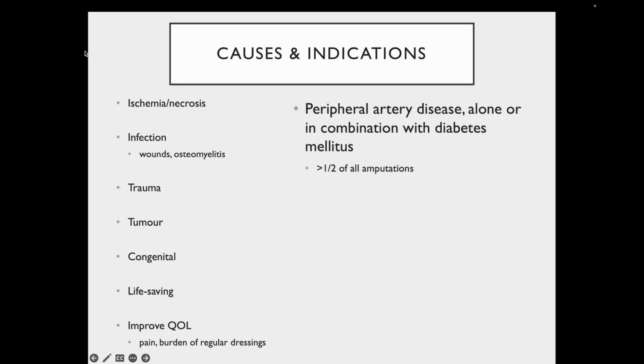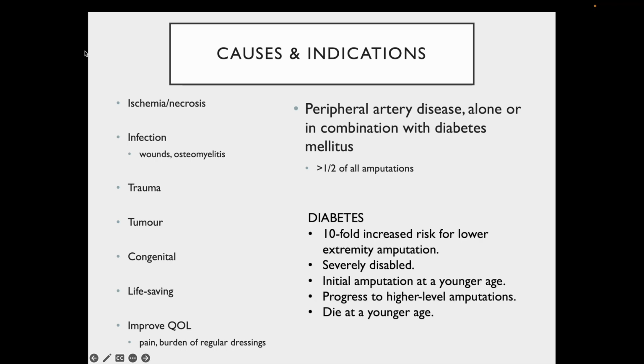Peripheral artery disease alone or in combination with diabetes contribute to over half of all amputations. Diabetes contributes to a 10-fold increase for lower limb extremity amputation. Patients with diabetes tend to be more severely disabled. They tend to have an amputation at a younger age. They also progress to higher level amputations, and they tend to die at a younger age too.